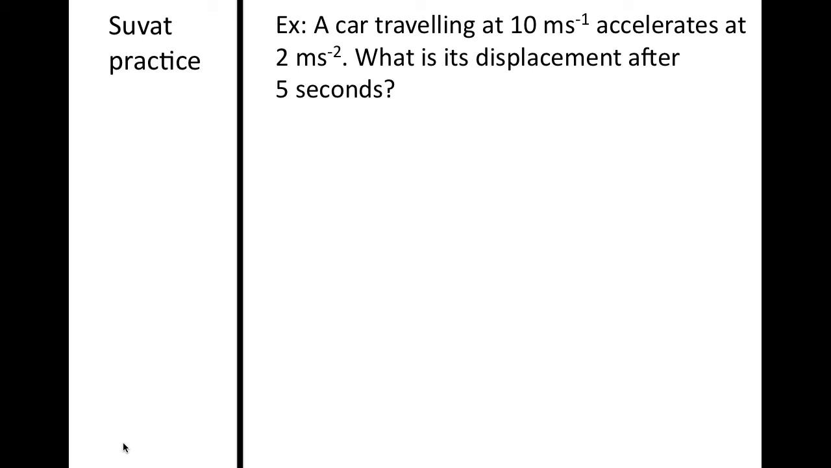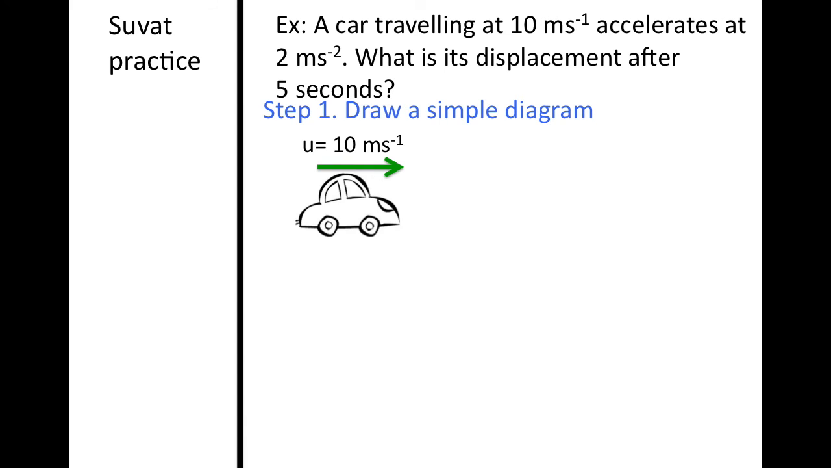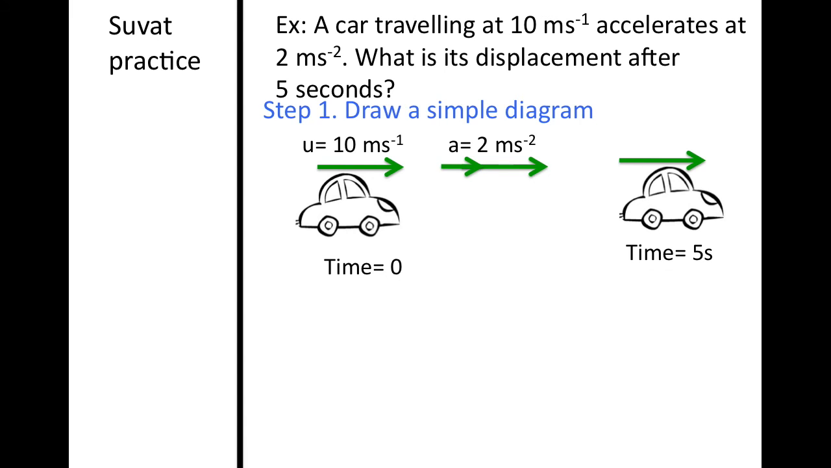Okay, so let's say we have a car that is traveling at 10 meters per second and it accelerates at a rate of 2 meters per second squared. So what is its displacement after 5 seconds? So the first step that you want to do in order to solve a SUVAT question is to draw a simple diagram so that way you can see what you're working with. So when you get finished drawing your little diagram, you're going to see something like this.